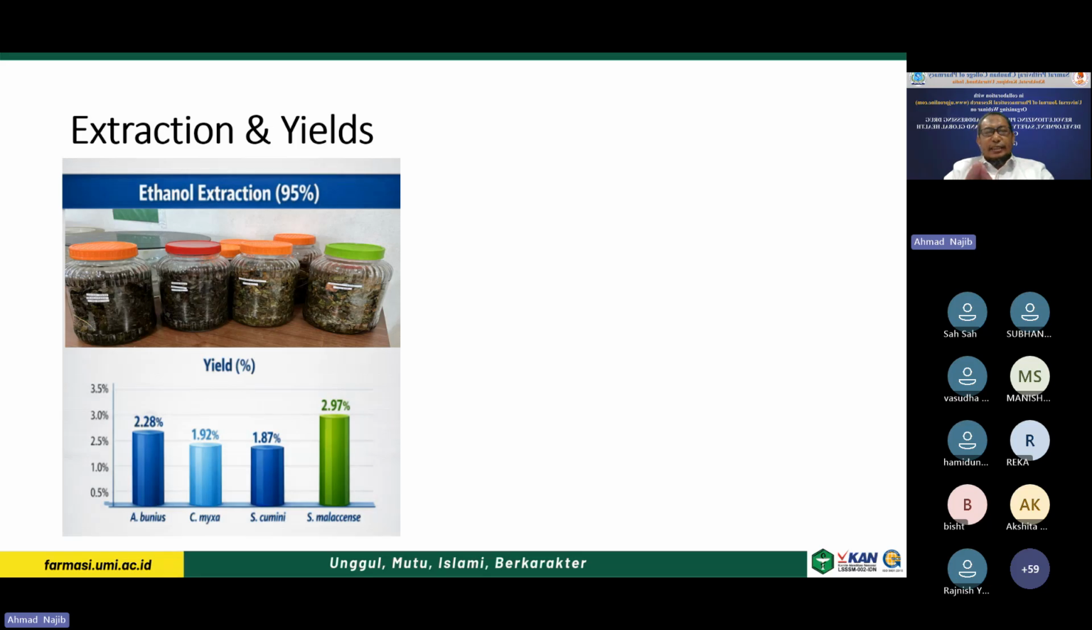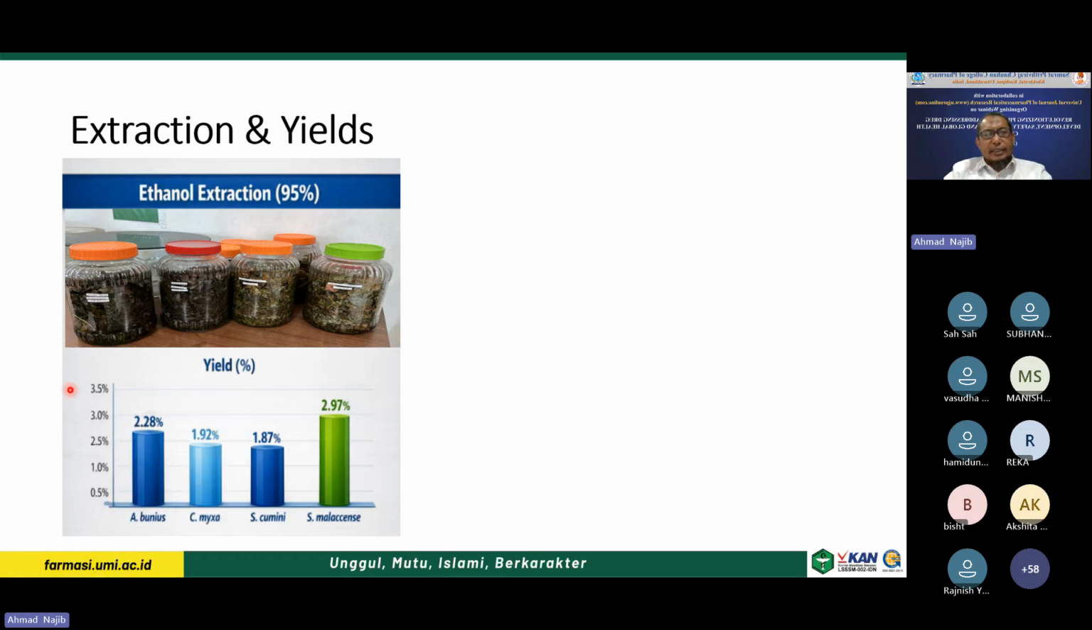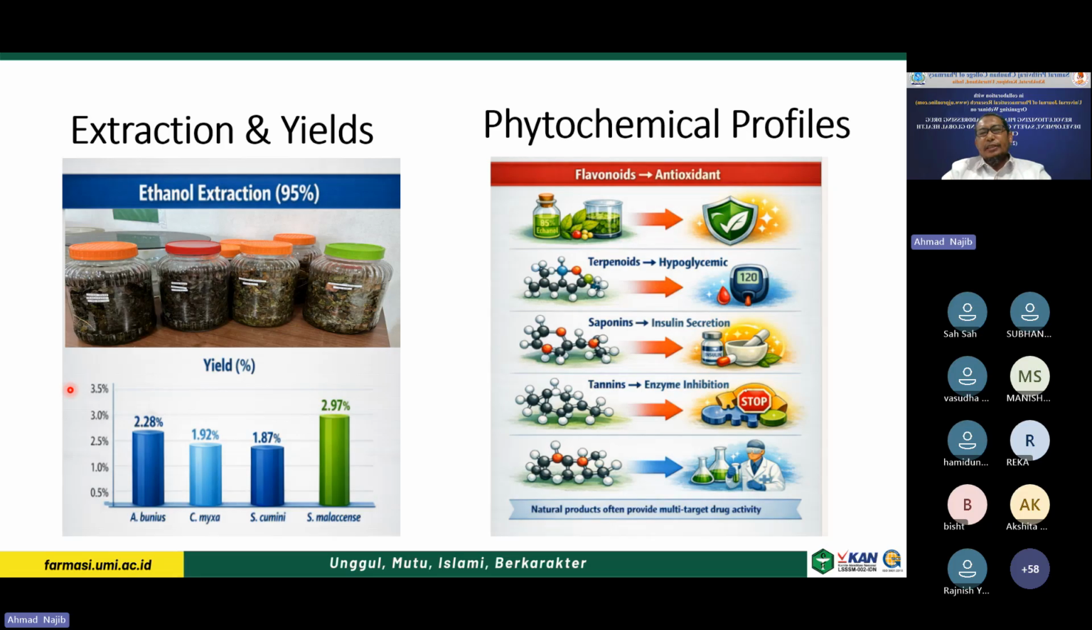We extracted the samples from the crude drug with 95% ethanol using the maceration method, and it gave the highest yield from Syzygium malaccense, 2.97%. After that, we screened the phytochemical profiles of the samples.